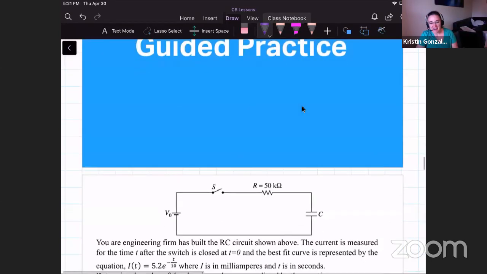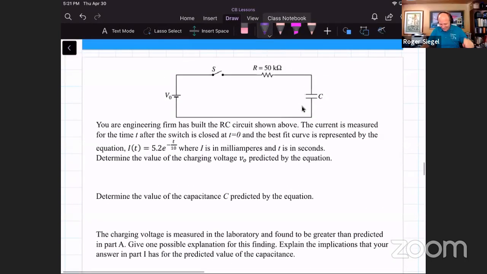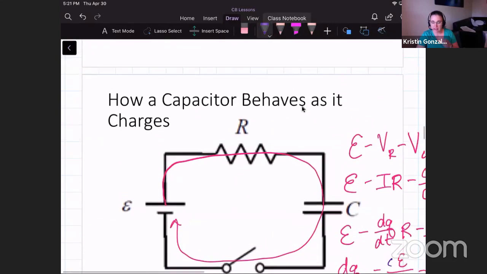Okay. So we're going to look at a problem. And I want to say that, like we've been talking about, it's important to conceptually understand these.